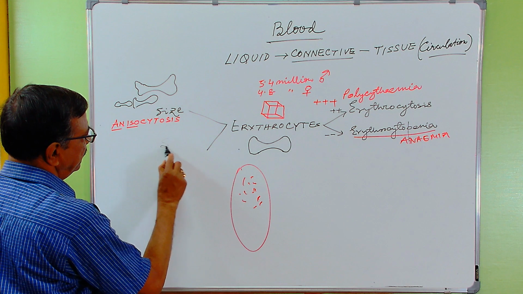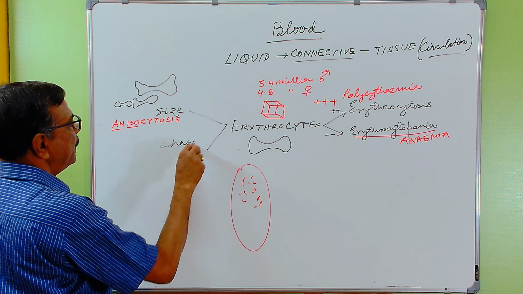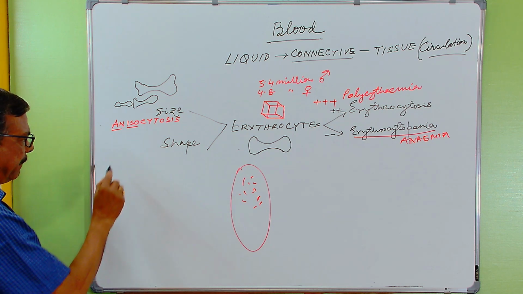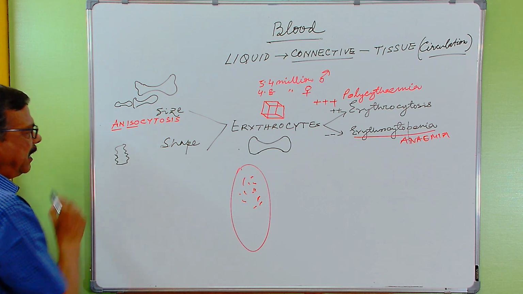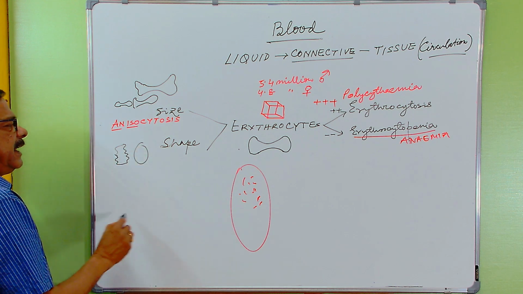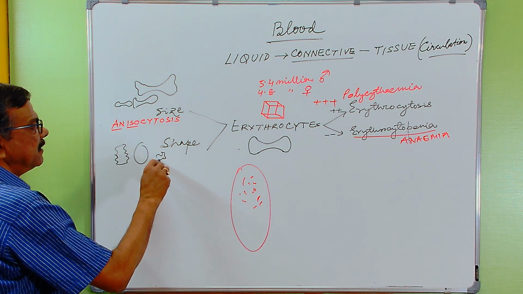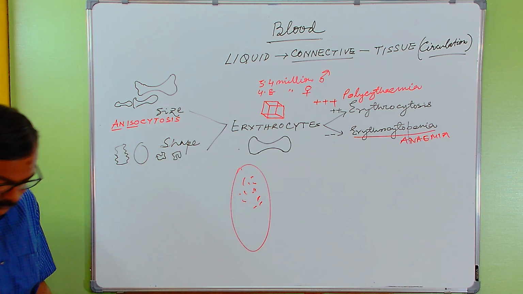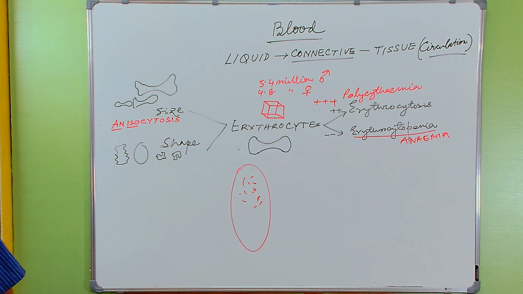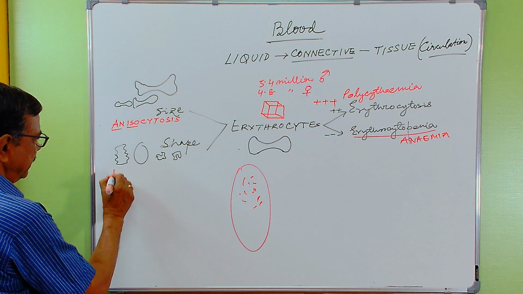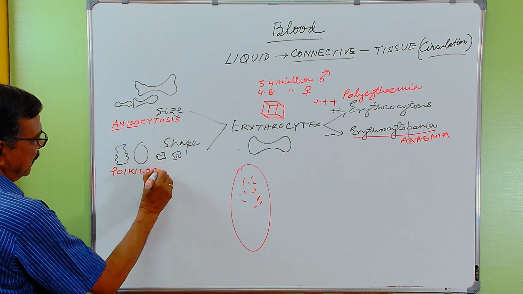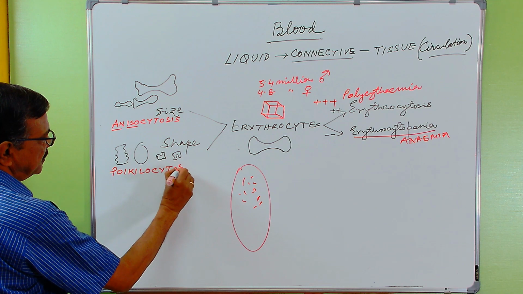Then variation in shape. This is the shape. Suppose some RBC like this, some RBC like this, some RBC like this. So these are different shapes. So in case of variation in shapes, it is known as poikilocytosis. P-O-I, poikilo, K-I-L-O, poikilocytosis.